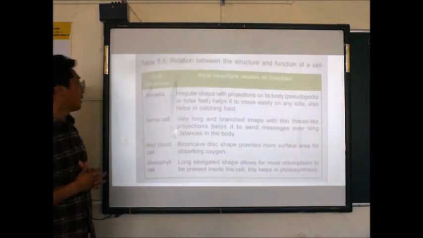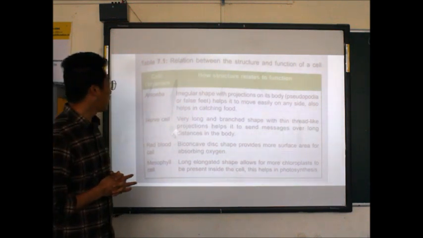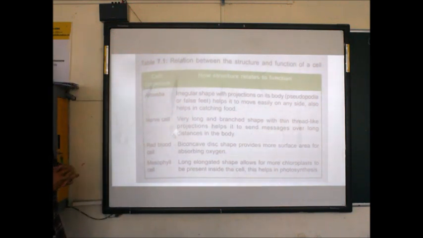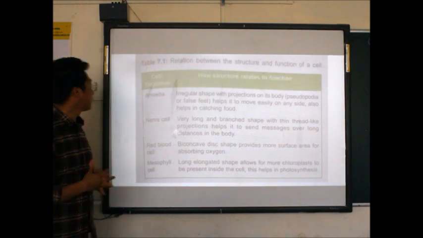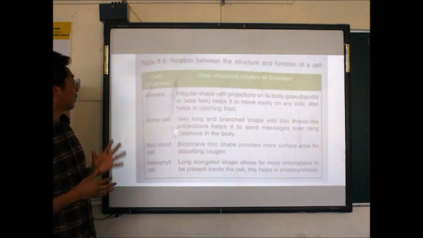So the pseudopodia help it to move easily on any side or help in catching food. This irregular shape of the amoeba helps it to move easily or to catch its food or its prey.